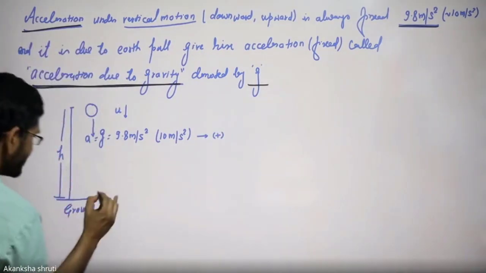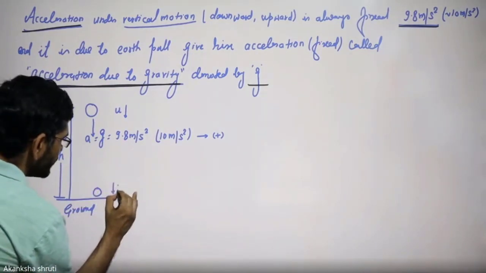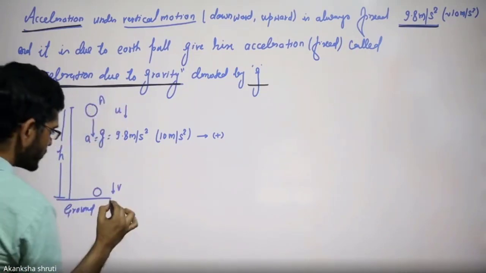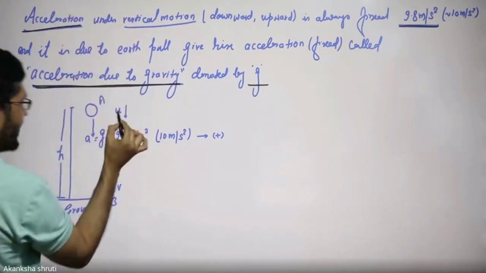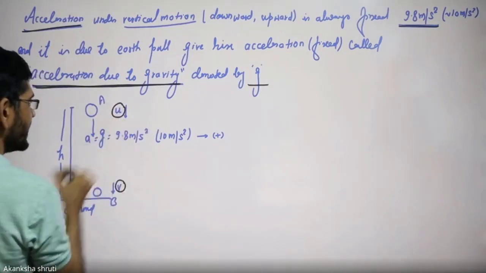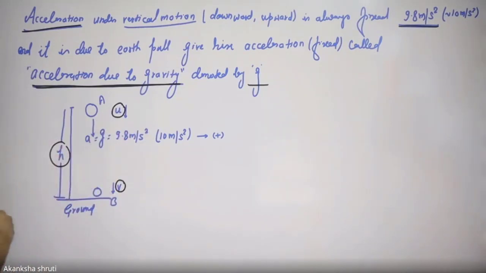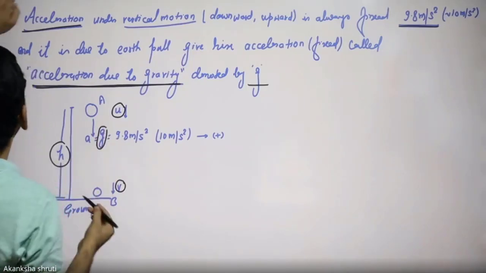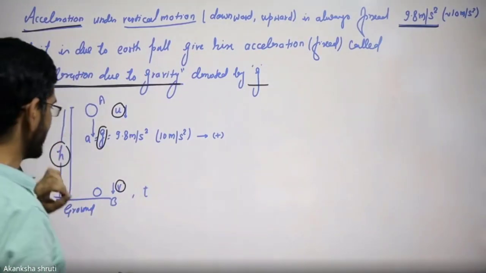Students, when it reaches the bottom, its speed will surely change to v. While going from point A, the top, to point B, on the ground, its velocity changes from u to v. During this journey the displacement is h, its acceleration is g, and the time will be t. Okay, students? This is one kind of story.